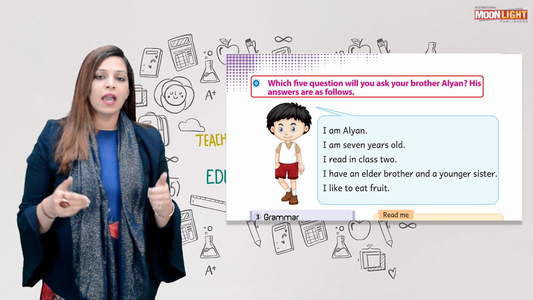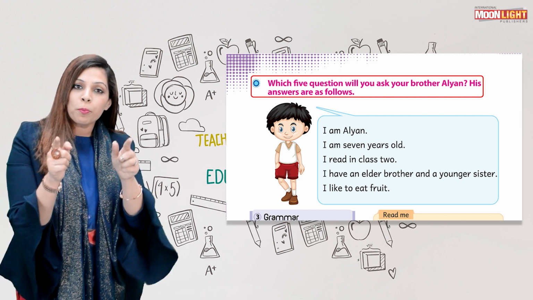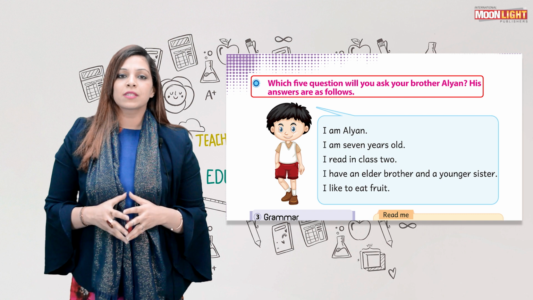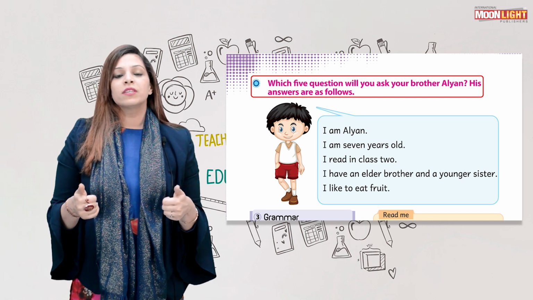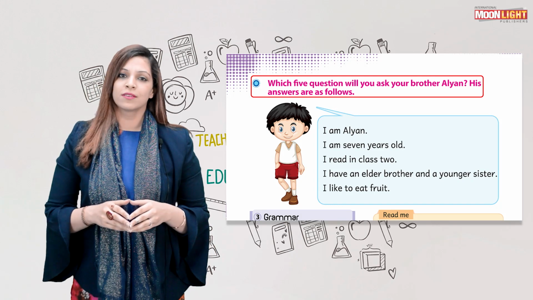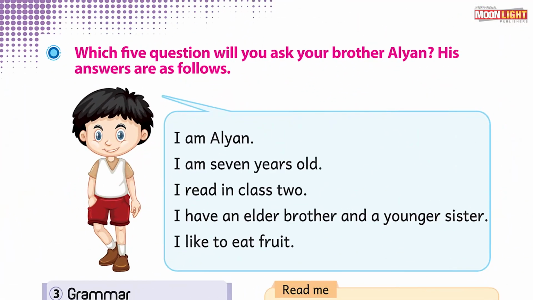You have been given an introduction about your brother Alian. There has been written many things about Alian. You have to read each sentence and make a question out of it. Like it's written, I am Alian. So if someone tells a name, it means that the question is, what is your name?